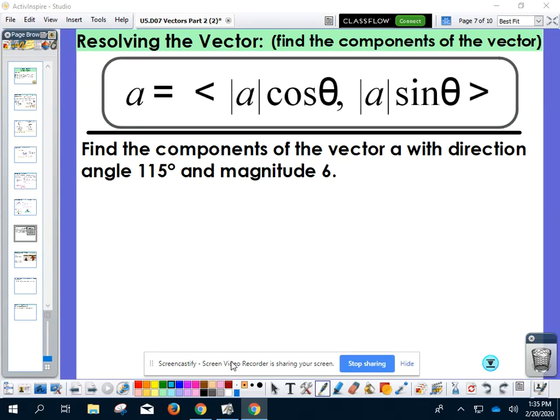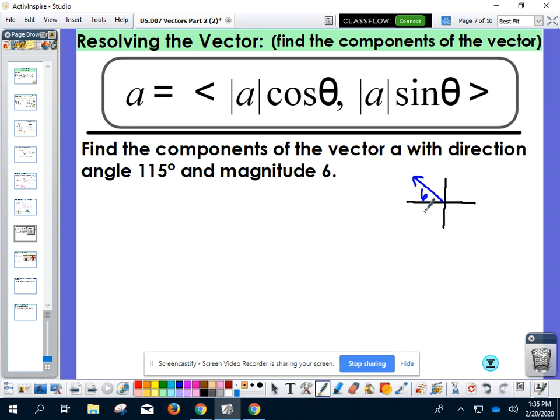Third and final objective for today is called resolving the vector. It's writing a vector in component form when you're given the direction angle and the magnitude of a vector. This particular problem asks us to find the components of a vector, or the component form, if we know that the direction angle itself is 115 degrees and it has a magnitude of 6.